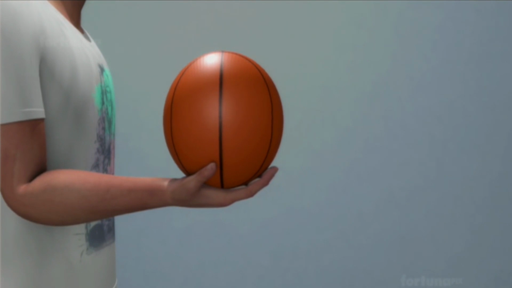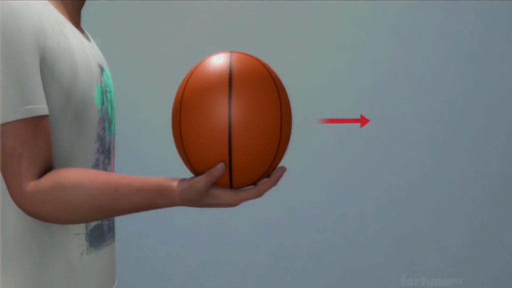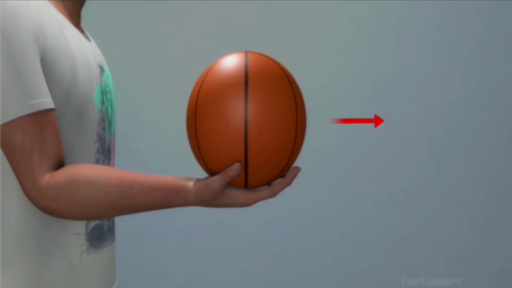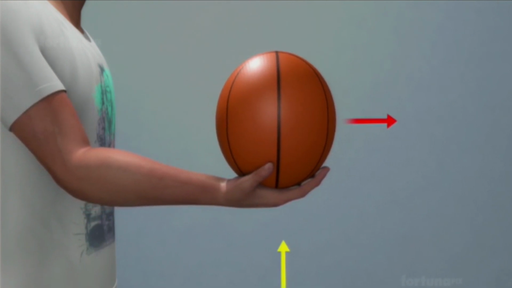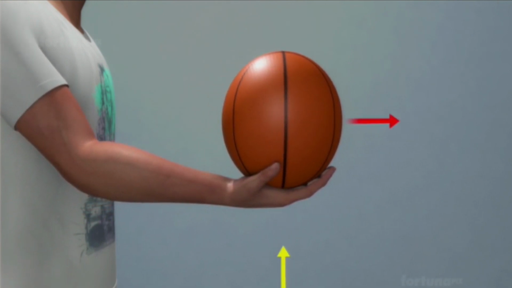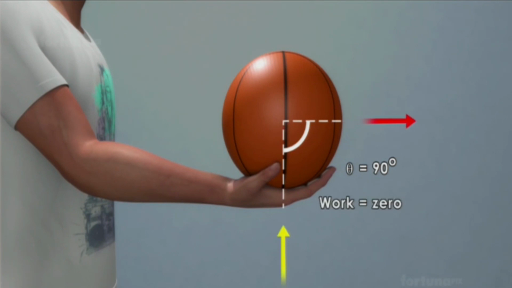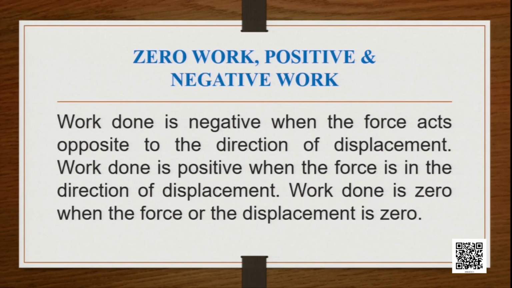However, if we move our hand horizontally with the ball, the force on our hand is applied in an upward direction, but the movement or displacement is horizontal. In this case, the angle theta is 90 degrees because the force is perpendicular to the displacement, so the work done is 0. So, we can say work can be of three categories: zero work, positive work, negative work.